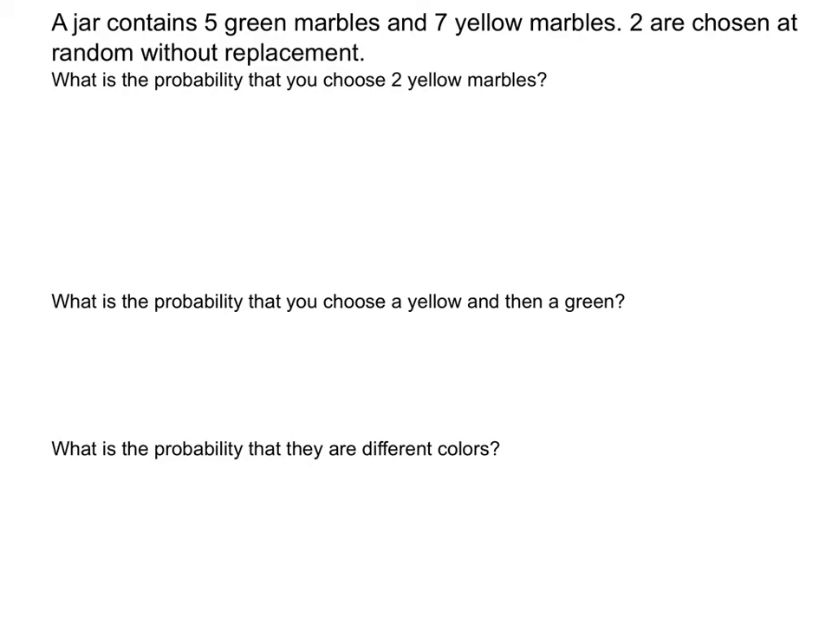A jar contains 5 green marbles and 7 yellow marbles. 2 are chosen at random without replacement. What is the probability that you choose 2 yellow marbles, a yellow and then a green, and what is the probability that they are different colors?